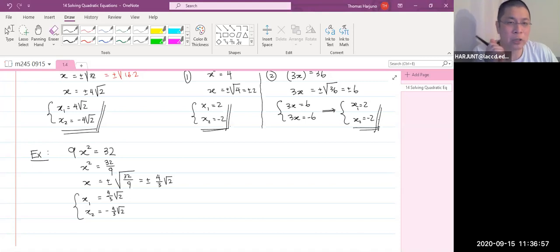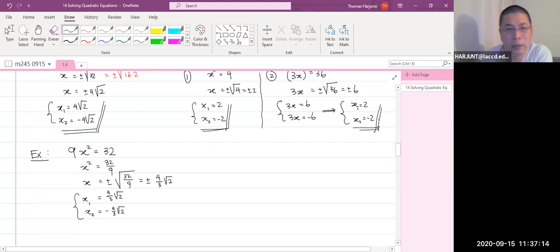It gets more complicated, huh? Now what happened here, you divide by 9. The square root of 32 happens to be not a nice number. When you divide by 9, it's still not a nice number, but at least the 9 is a square number. What happens if I change that 9 to, let's say, 6. So 6x squared equals 32. So x squared equals 32 over 6. Oh, I can reduce this. This is 16 over 3.